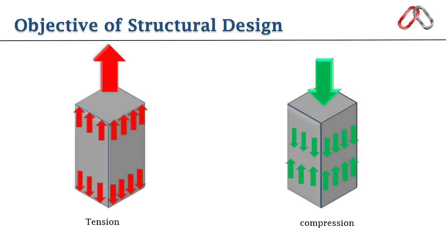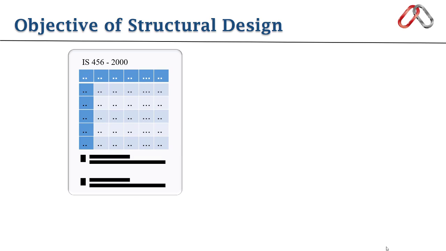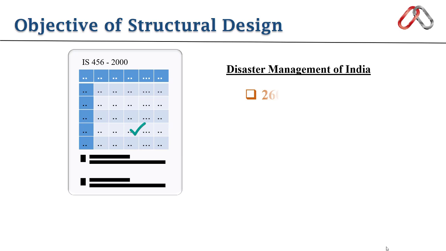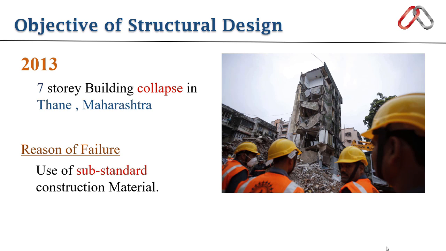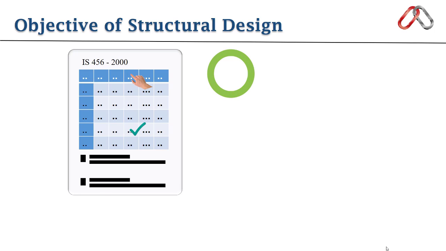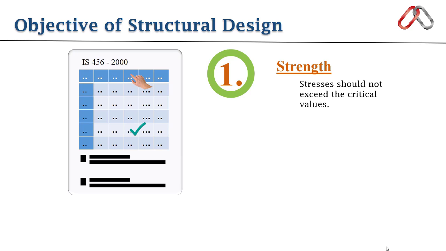But in structure designing, these stresses should not exceed the critical values, and these critical values are already written in the Indian National Building Code. If stresses exceed the critical values, then the structure will collapse. According to Disaster Management of India, on average 2600 people die every year due to building collapse. For example, in 2013, a 7-story building collapsed in Thane, Maharashtra, in which more than 70 people died. The main reason for the failure was the use of substandard construction material.